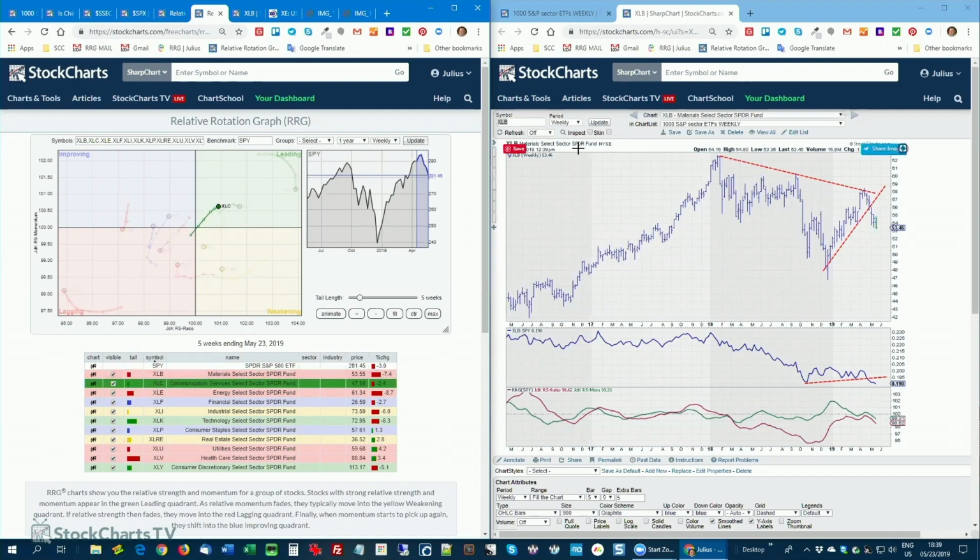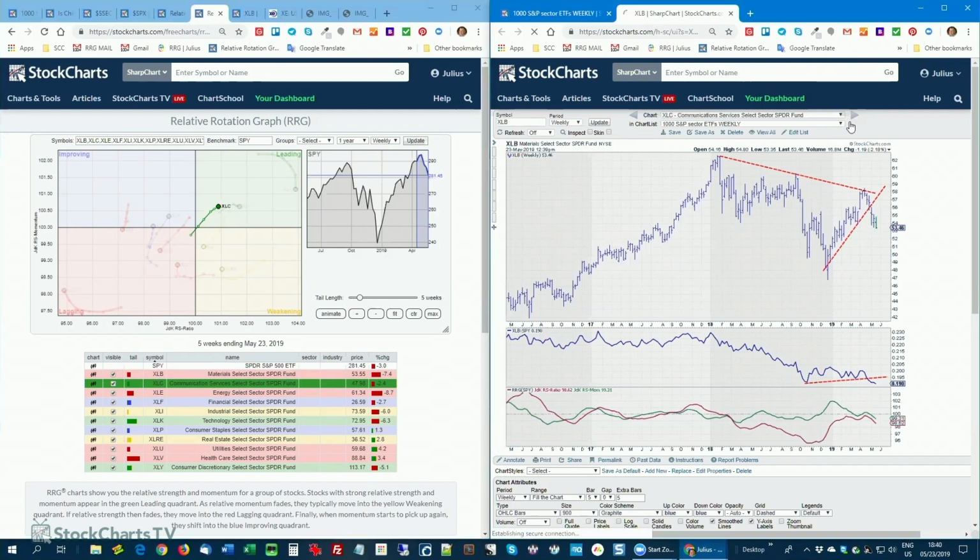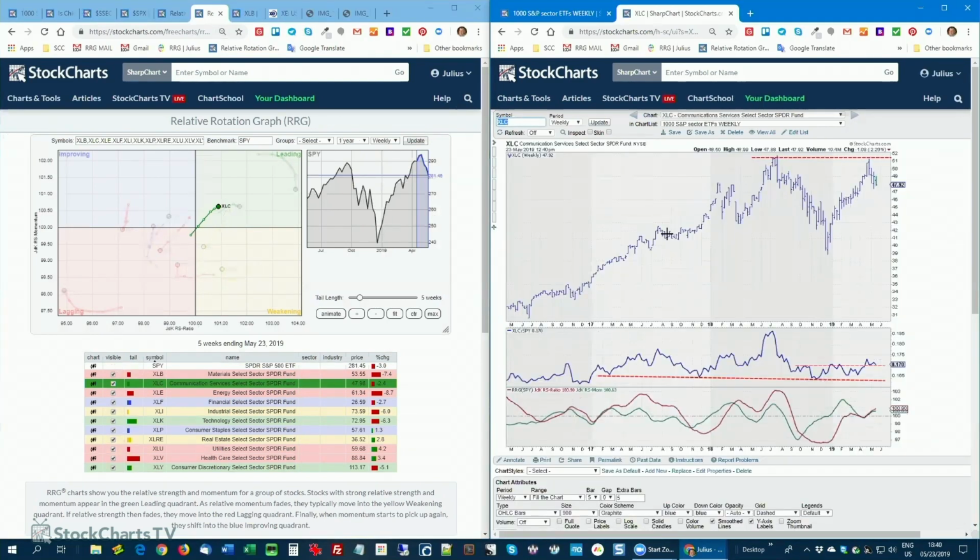If we go to communications, that is a completely different story. It's almost moving in the opposite direction. It's inside leading. It's at a strong RRG heading. Still moving higher in that leading quadrant. If we look at the price chart, we see it failing at that 51 resistance area, that previous high that was set in the middle of 2018. But we are sort of breaking out of this range on the relative strength line. The RRG lines are moving higher in tandem at the same rate, so that causes that strong RRG heading.